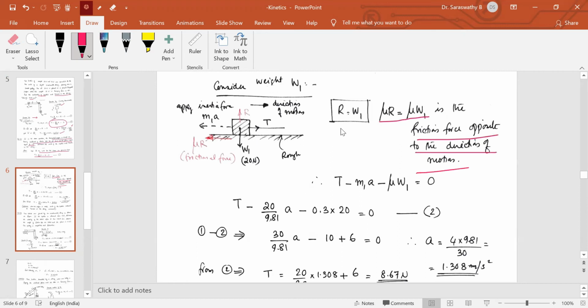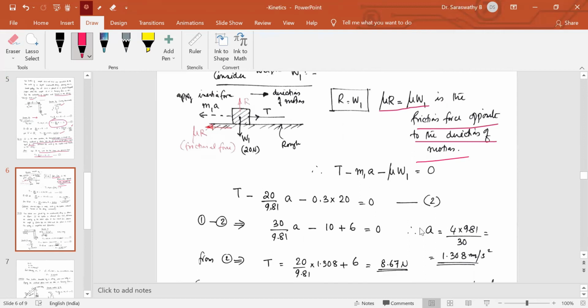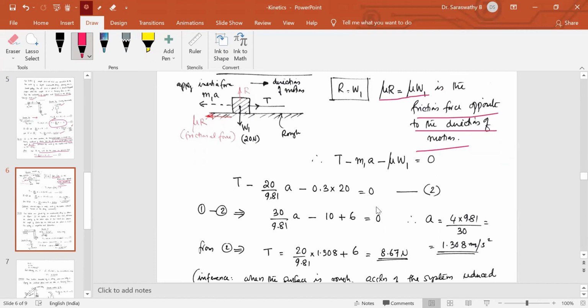So write down the equation. T towards right, M1A towards left and mu R towards left. So T minus M1A minus mu R, or mu W1, is equal to 0. So you can substitute T minus mass 20 by 9.81 A, coefficient of friction 0.3, W 20, is equal to 0. So you have got the first equation for the W2 mass, the second equation for the W1, then 1 minus 2. There are two equations, two unknowns.